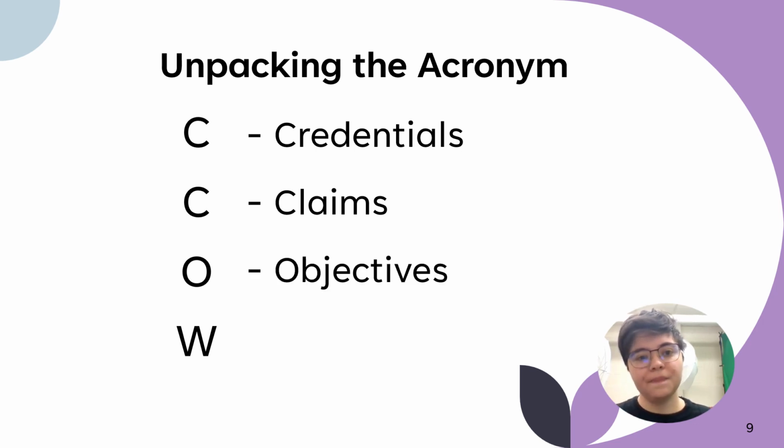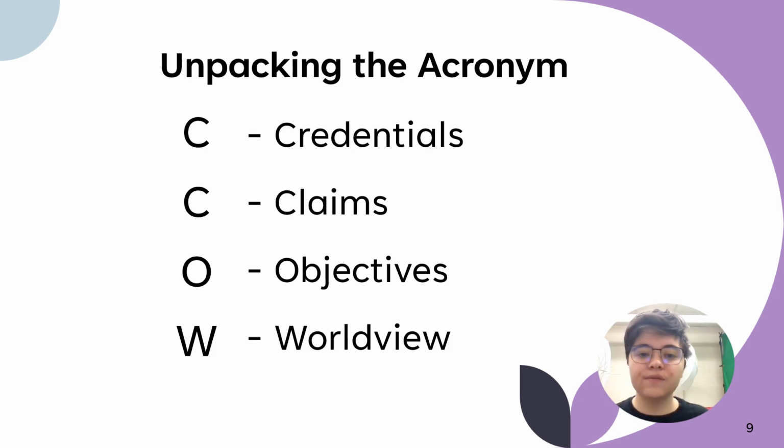The O is for objectives. The objectives of a source are the goals of the source and the context that the source exists in. The W stands for worldview. Worldview is like bias, but with less of the negative connotation. Worldview asks how the author looks at the world, as well as how you as a researcher look at the world.